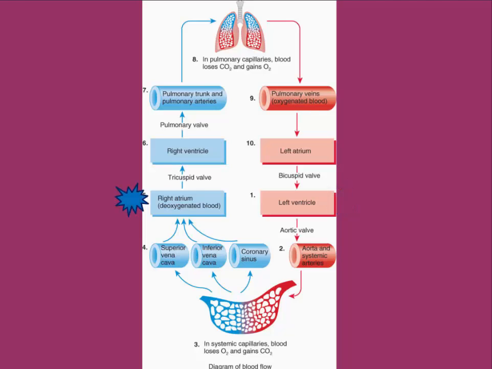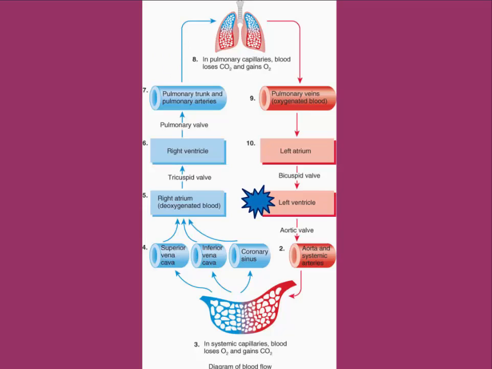the right atrium. Blood then travels from the right atrium through the tricuspid valve into the right ventricle and then through the pulmonary valve and into the pulmonary trunk and pulmonary arteries, where the deoxygenated blood is then delivered to the lungs. Gas exchange occurs in the lungs, oxygenating the deoxygenated blood, and then the oxygenated blood is able to return to the heart through the pulmonary veins and delivered to the left atrium, where we are back to step 1 to begin the cycle again.